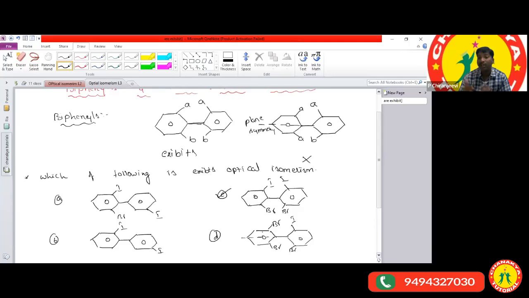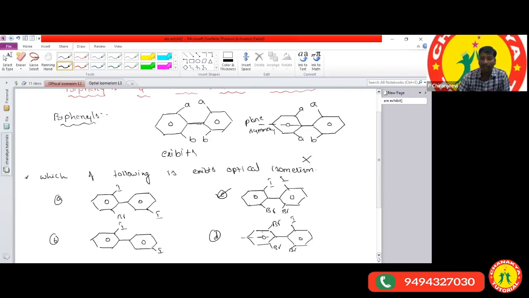But the thing is, one benzene ring is present in one plane and the other benzene ring is present in a different plane. The two benzene rings are perpendicular to each other. If you cut in any direction, you won't get two equal halves. That's why they are optically active compounds. Optically active compounds exhibit optical isomerism.